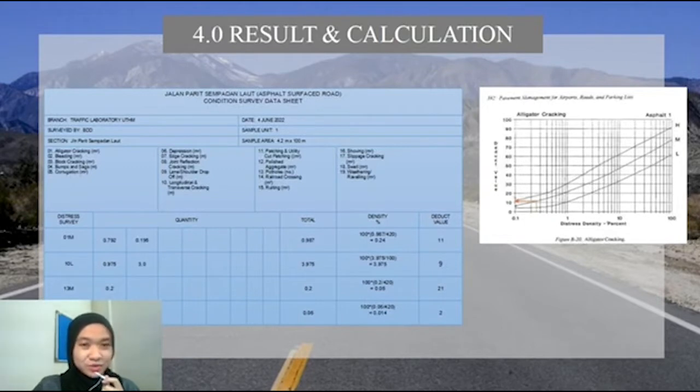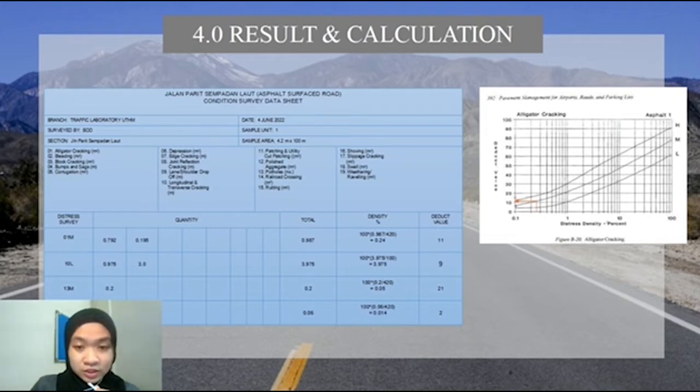Assalamualaikum and hi, I am Nur Izzati binti Ahmad. We're going to explain more about the result and calculation for Jalan Parit Sempadan Laut. I chose sample unit 1 as an example for this calculation detail. Based on this data, we find that there are 3 types of distress, which are alligator cracking, longitudinal cracking, and also pothole. For the first type of distress, we find that there are 2 quantities of cracking, which are 0.792 and also 0.195. Total up the values and we get 0.987.